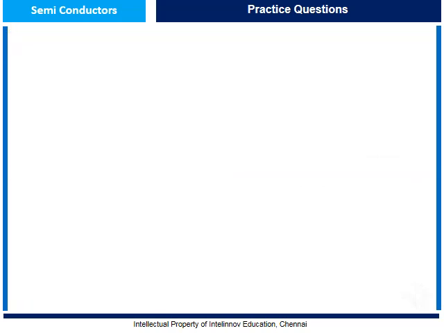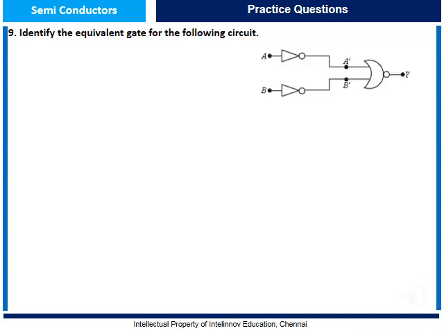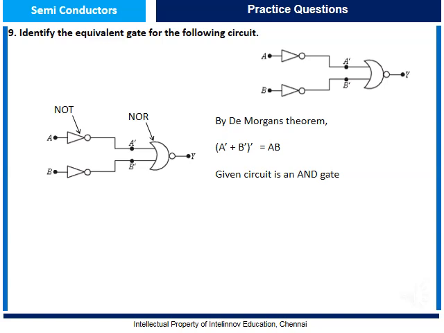Question number 9. Identify the equivalent gate for the following circuit. Here we have a NOT gate and a NOR gate. The inputs for the NOR gate are A complement and B complement. By De Morgan's theorem, A complement plus B complement the whole complement equal to AB, that is, the product of A and B. Thus, the given circuit is an AND gate.